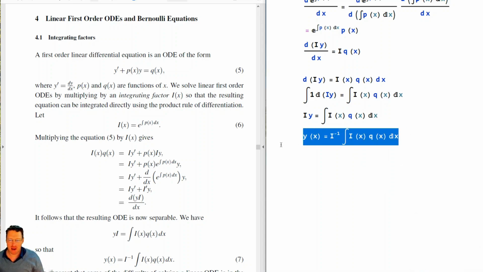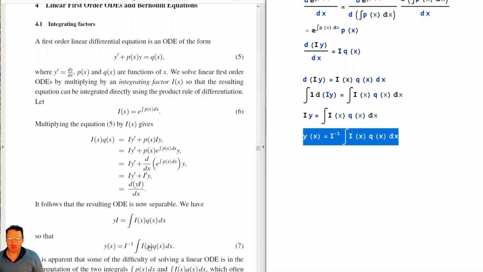Okay, which gives us now our equation 7 that we have at the bottom. So we see that the difficulty in actually doing this, if we just use equation 7 once we recognize that the equation is linear and what our integrating factor is. So the difficulty is in calculating the integrating factor first and then calculating the integral that we have on the far right here. Right, so that's the difficulty in solving a linear first order ODE.